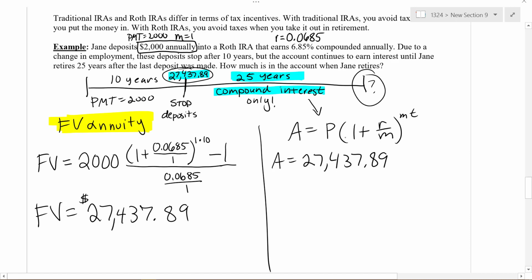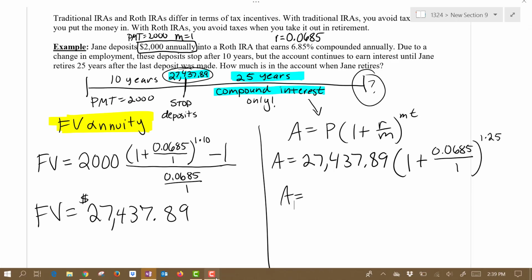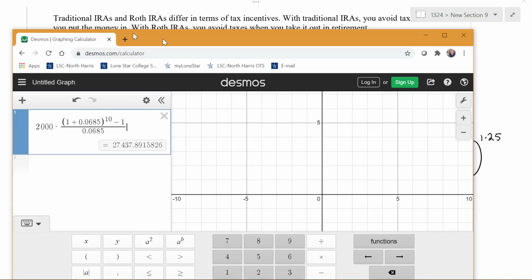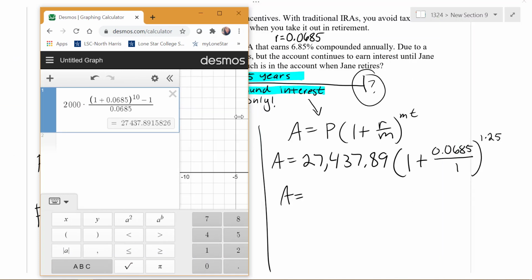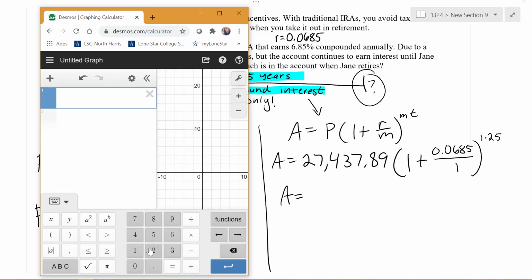So it's being redeposited into this compound interest account. Now it's the same interest rate, so that's not changing. It's the same compounding period, so it's still annually, so it's still divided by 1. So the M value is still 1. And then we do 1 times T. Now this is going to happen for 25 years. So we want to figure out what's the future value now of that compound interest account. Okay, so we're going to pull up Desmos. All right, so we're going to type in our value.